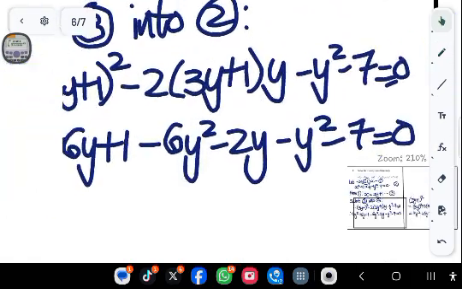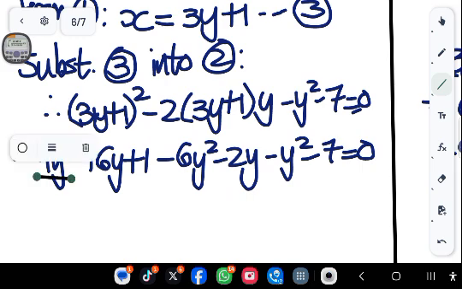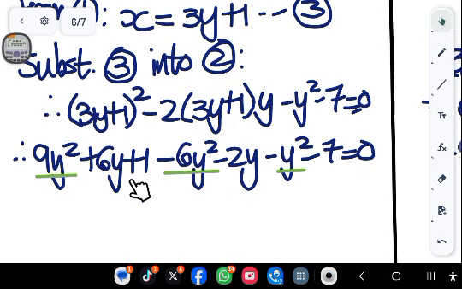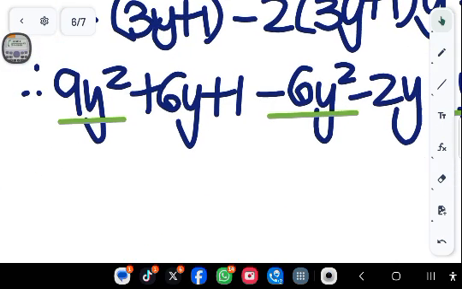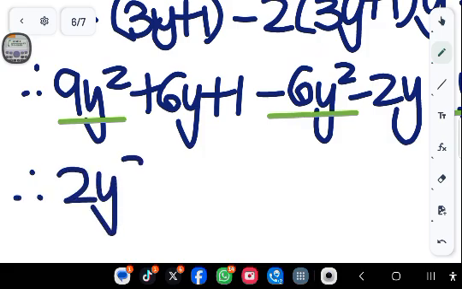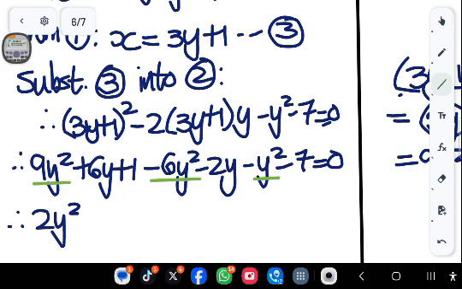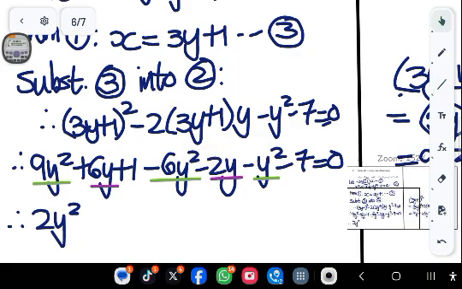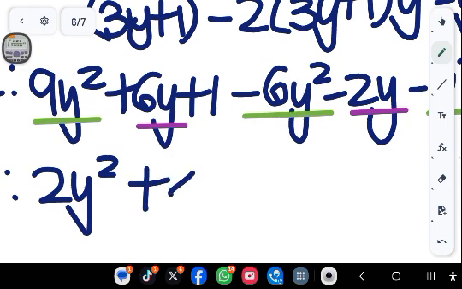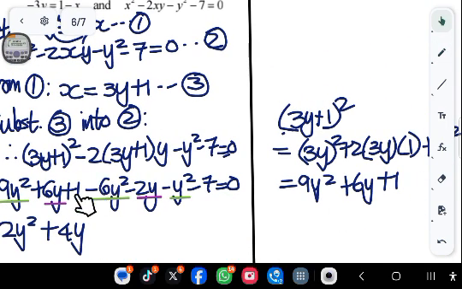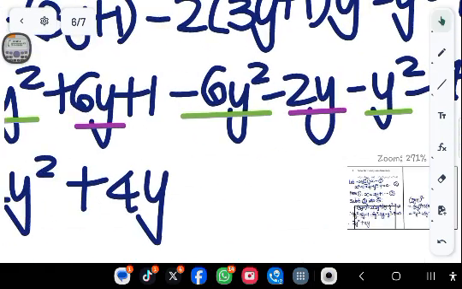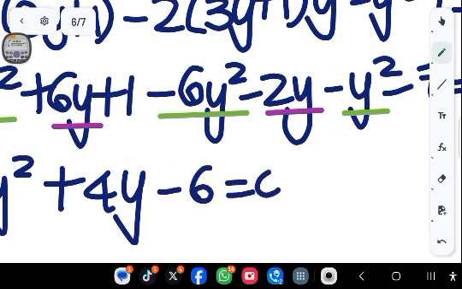Now we add like terms. So let's underline like terms in the same color so you can see what we need to add together. The y squared will be 9 minus 6, which is 3, minus 1 leaves us with 2. So we are left with 2y squared. And then all like terms of y will be 6y minus 2y, that gives us 4y. And then the last one is the numbers, 1 minus 7, and that gives us negative 6. That equals 0.